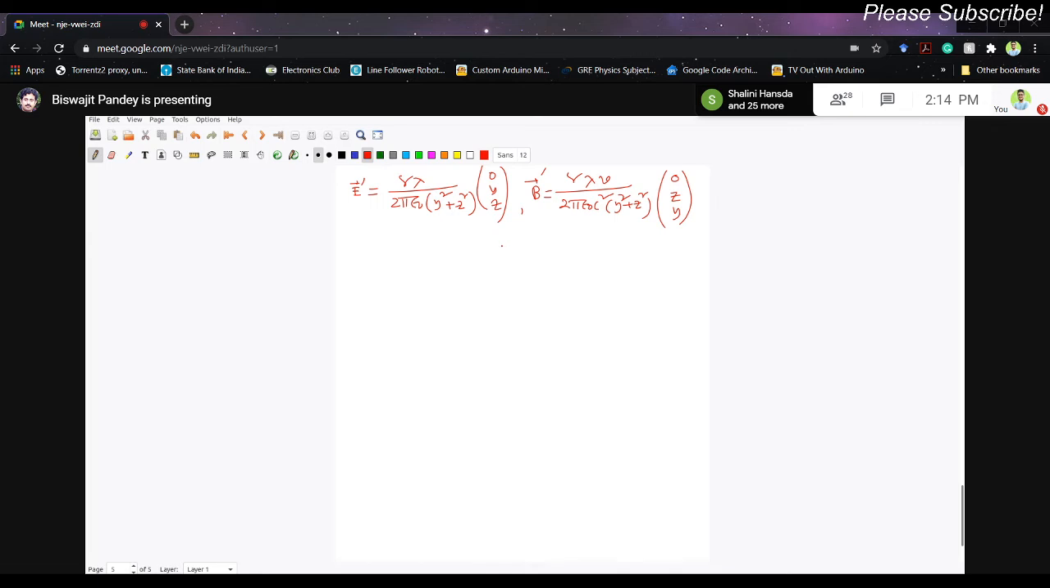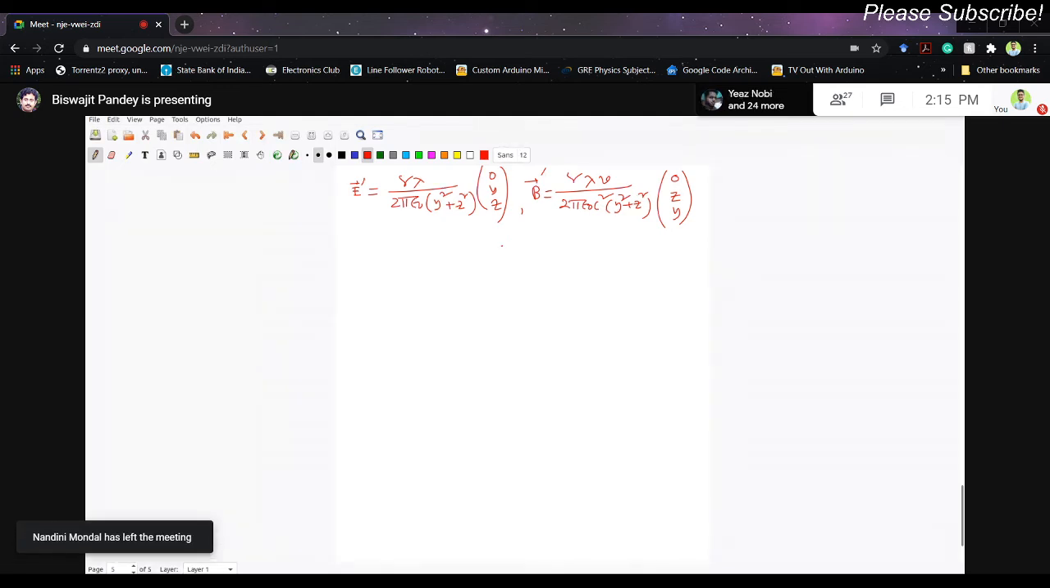So let us solve another problem where I will consider a frame which is moving along the minus z axis. Let us make it slightly more different. So this is moving along the minus z axis, then what will be the field tensor, or the electric field and magnetic field in this frame? That is our next goal. We want to figure that out, so let us do that.